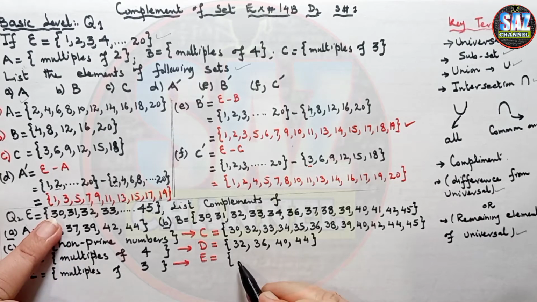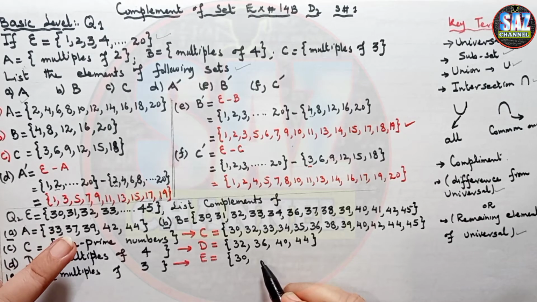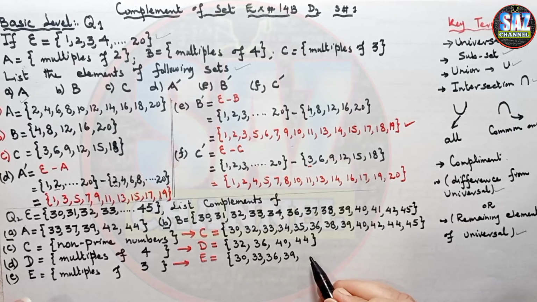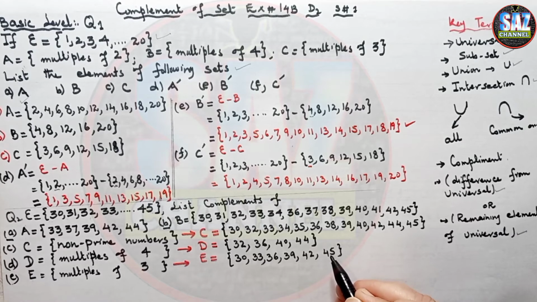multiples of 3. So the first number that will be coming in set E will be 30, then 31, 32, 33, 34, 36 is a multiple of 3, 37, 38, 39, then 40, 41, no, 42, 43, 44 is not a multiple of 3, and then 45. So the first task is done, that I have written the elements of sets C, D and E with their numbers. Now I have to go for the complements.